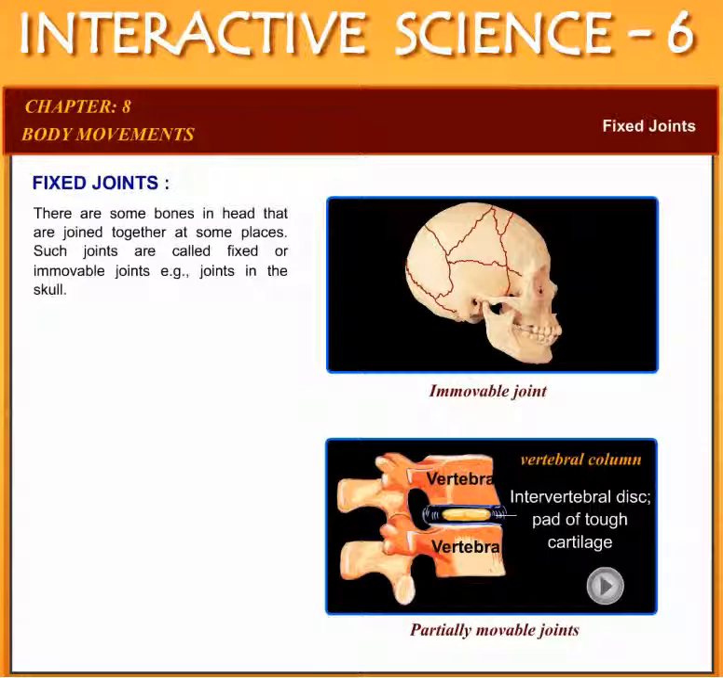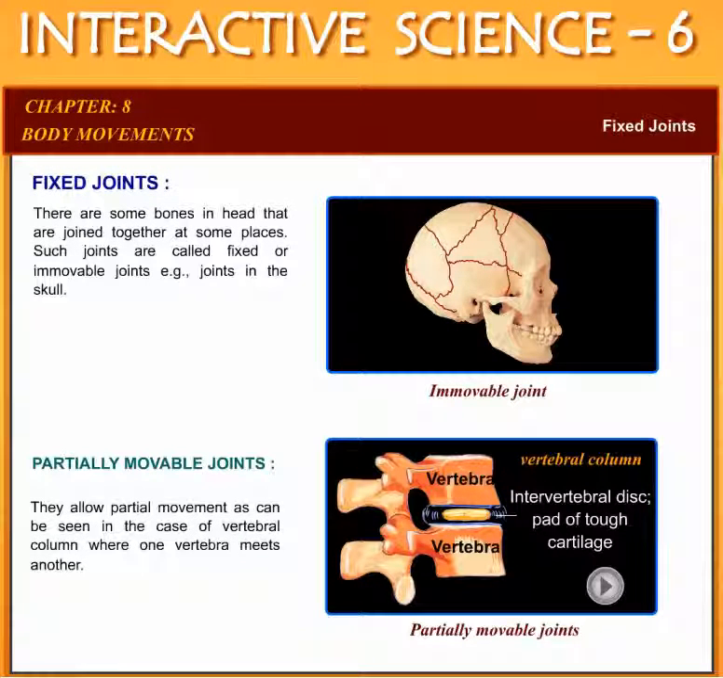Fixed joints. There are some bones in the head that are joined together at some places. Such joints are called fixed or immovable joints. Example, joints in the skull.